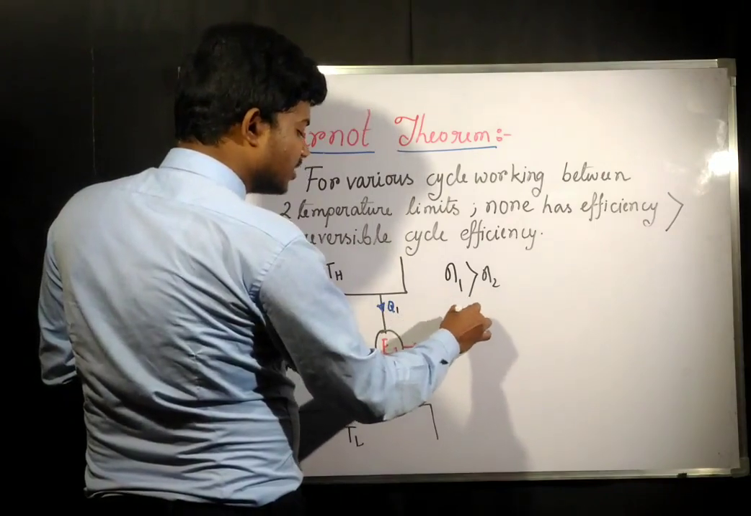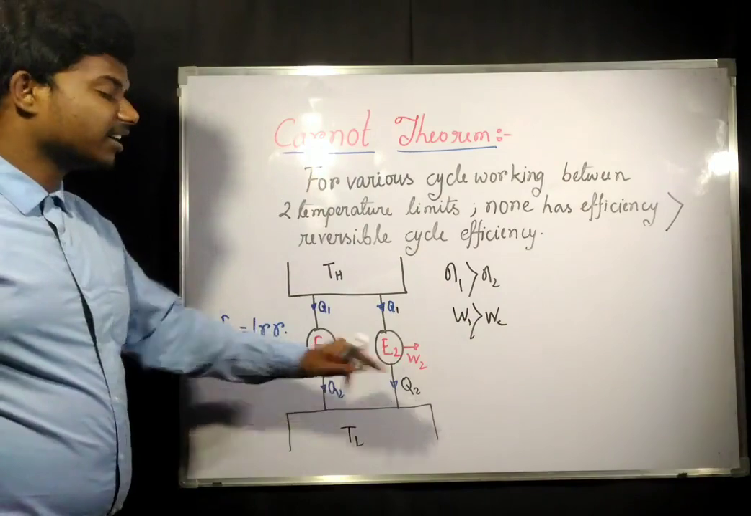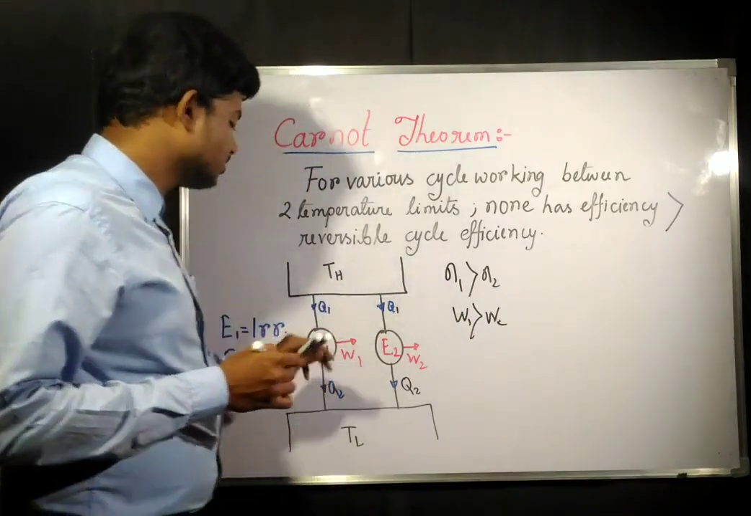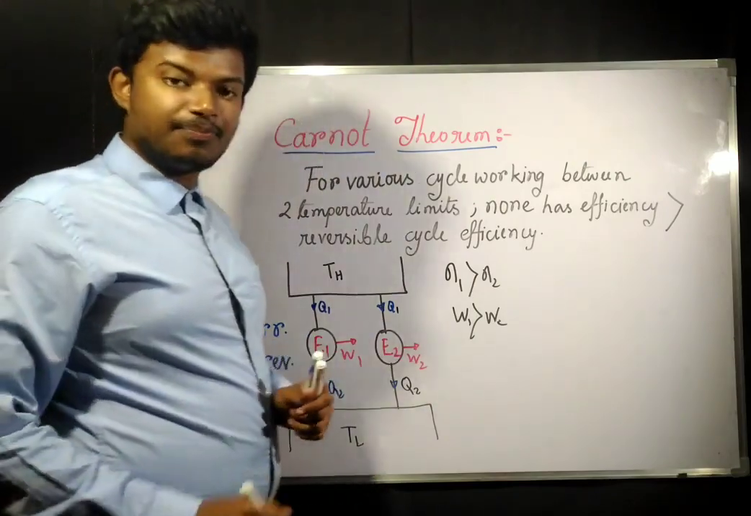Efficiency 1 is greater than efficiency 2, that means work output from this is going to be greater than this. Since heat input is same, so work output is going to be greater than this one. Okay.